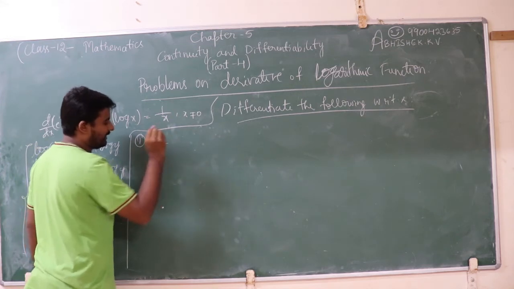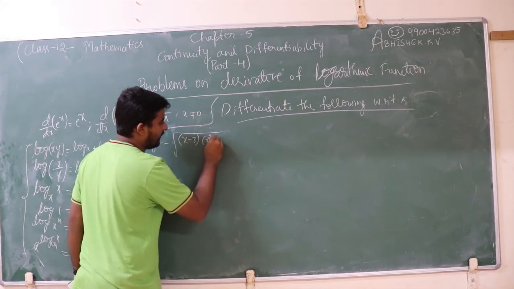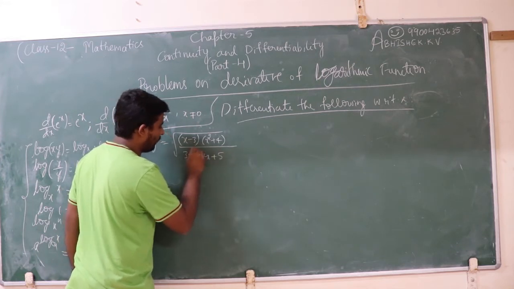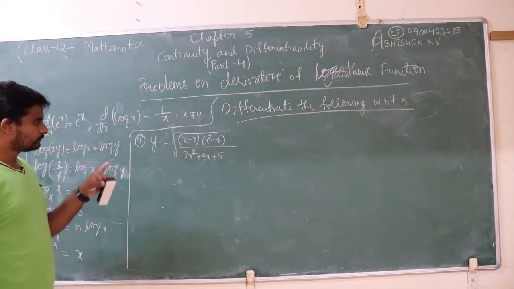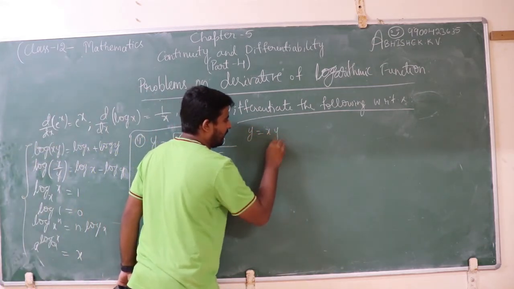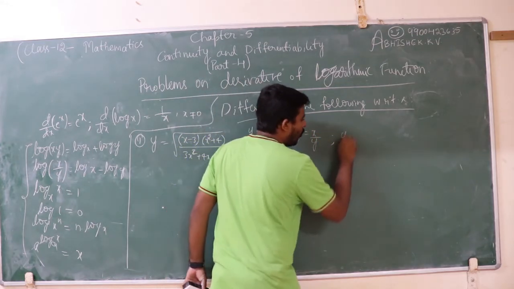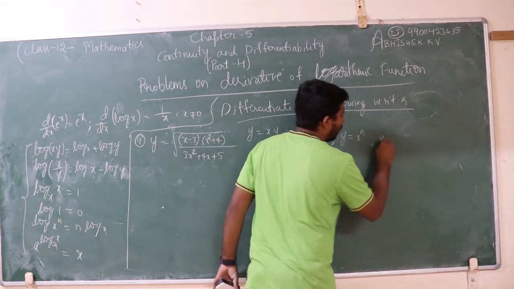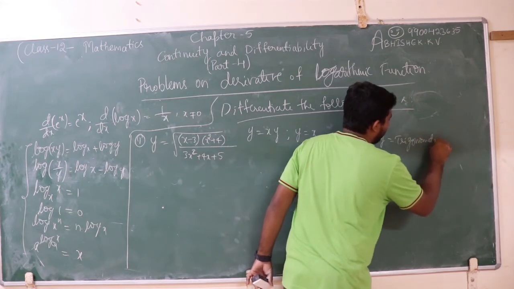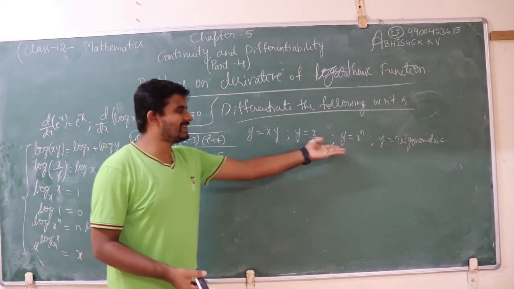First one, y is equal to square root of x minus 3 x square plus 4 divided by 3x square plus 4x plus 5. Well, see, when the function of the form y is equal to xy or y is equal to x by y or y is equal to x to the power of n or y is equal to any trigonometric function, we all know how to derive these standard forms.